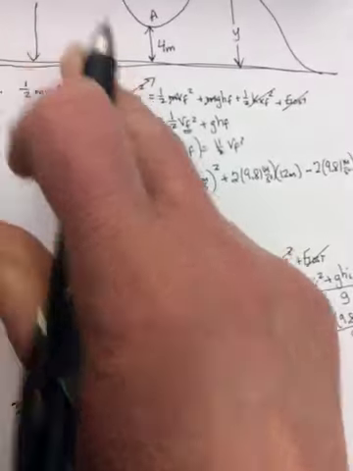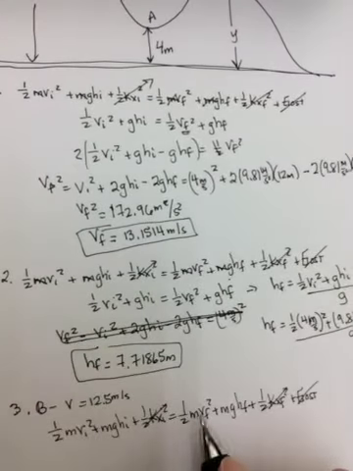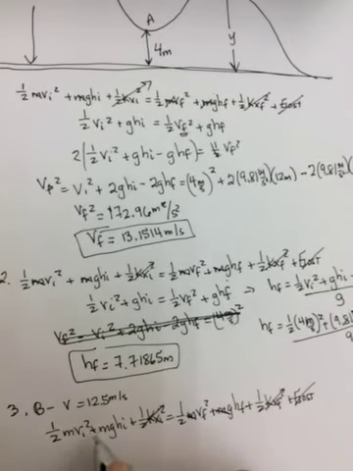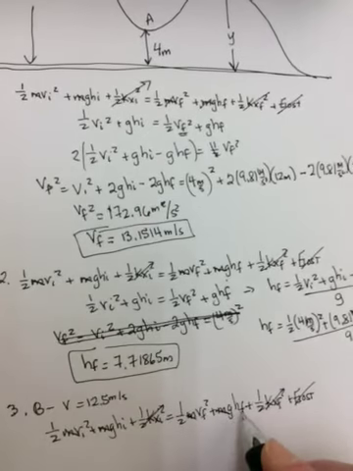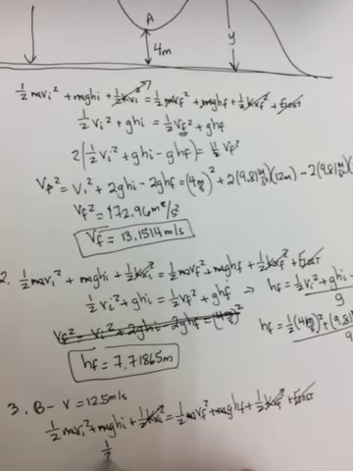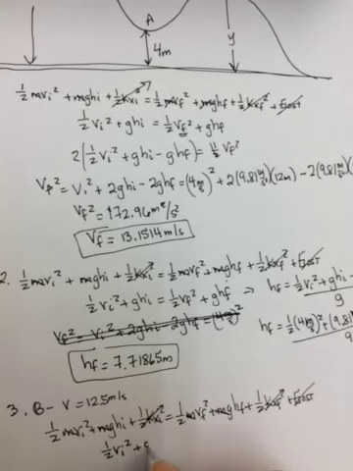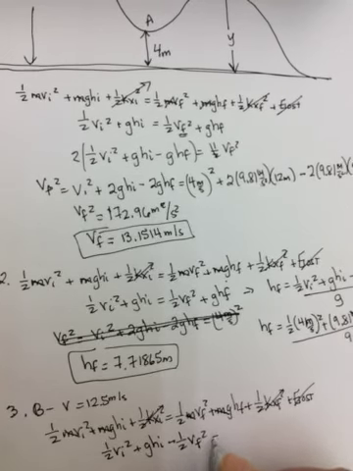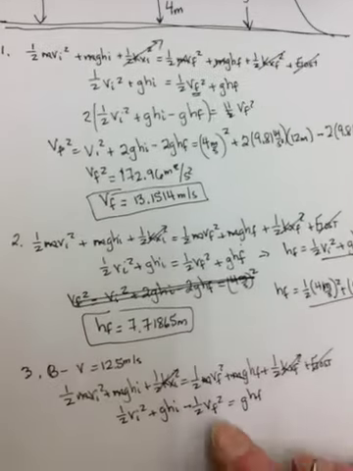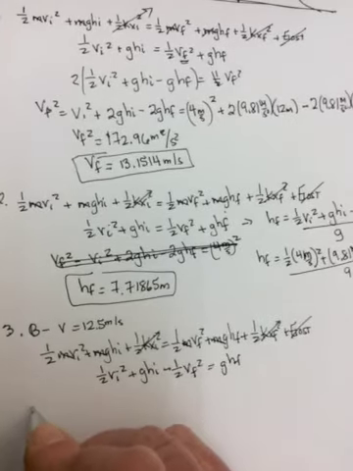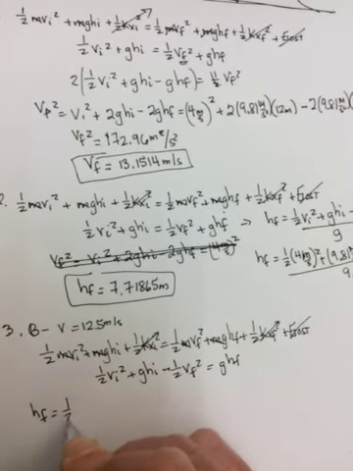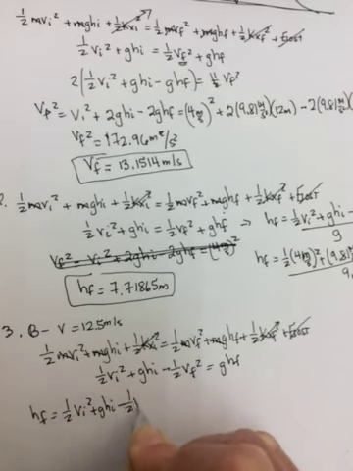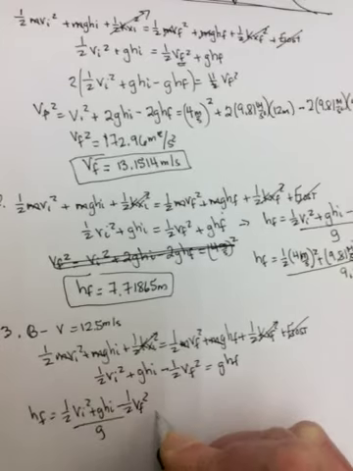If we keep our point at the beginning, we'll still have these two, and our point at B still these two. Our m's cancel. We're looking for HF, so bring 1/2 VI squared plus GHI minus 1/2 VF squared equals GHF. Divide both sides by G. So HF will equal 1/2 VI squared plus GHI minus 1/2 VF squared over G.